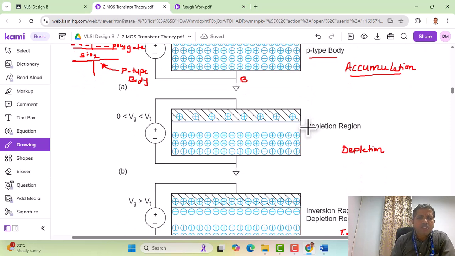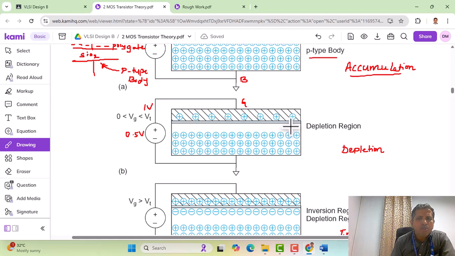In the next mode, let us see the voltage that we apply. Here the voltage is slightly positive, not negative as in the accumulation mode. So VG is greater than 0, but less than the threshold voltage. Let's assume that the typical threshold voltage is 1 volt, and VG is greater than 0 but less than 1 volt. Let's assume that the VG applied is 0.5 volts. Now we supply the gate terminal with positive voltage, as you are seeing here.